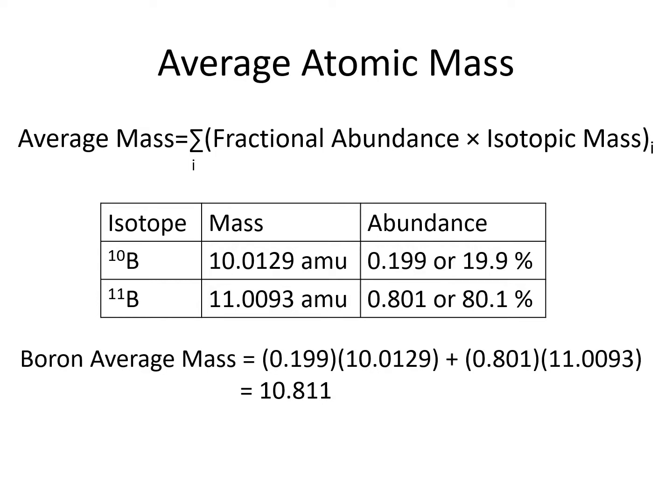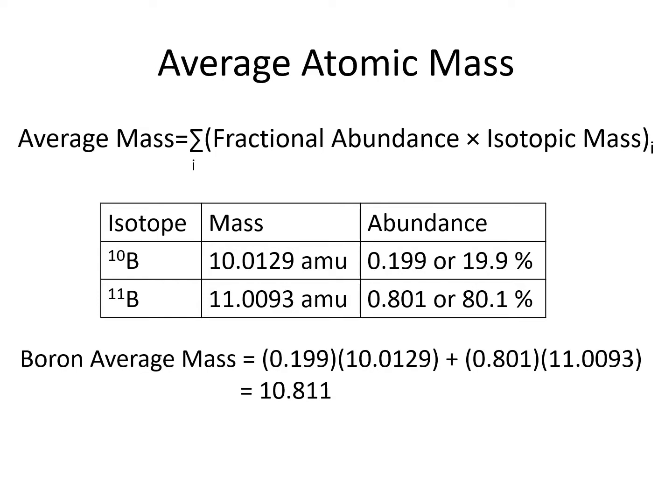Notice that the abundances add up to 100%. This should always be the case. I could have given you just one of the two abundances, and then you could subtract from 100 to find the other one. Our first step would be to take those abundances in percentage form and turn them into decimal form by moving the decimal point over 2 places to the left. We would write 19.9% as 0.199, and we would write 80.1% as 0.801.